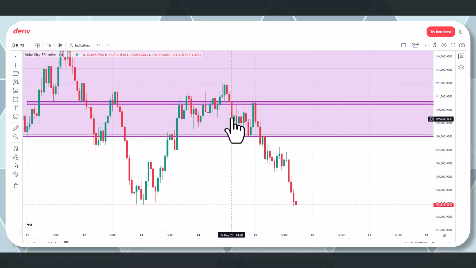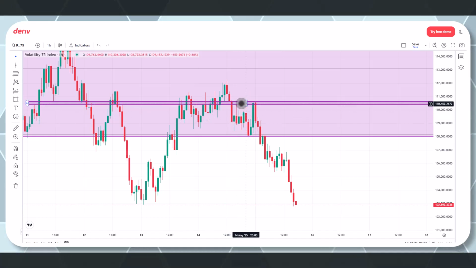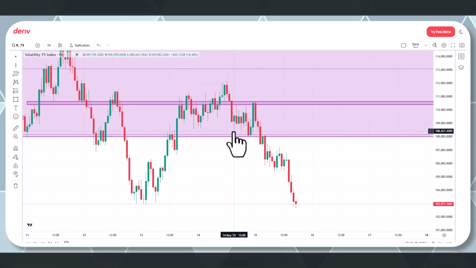Okay, it forms a high, forms another low, forms another lower high. Then we regard this area as accumulation or consolidation. So automatically price trades beneath the consolidation. This is where the manipulation happens. Trades beneath the consolidation, comes back.